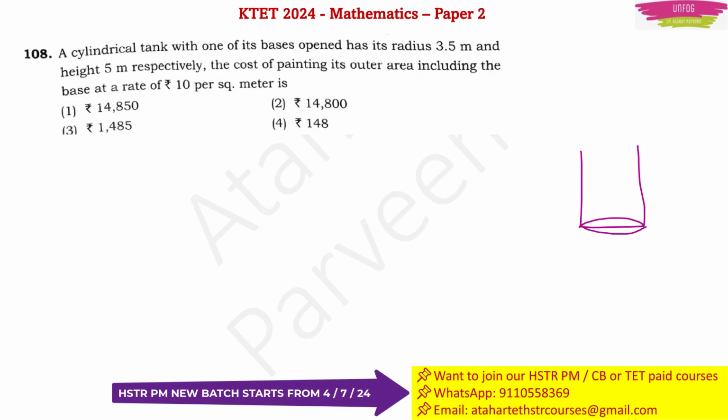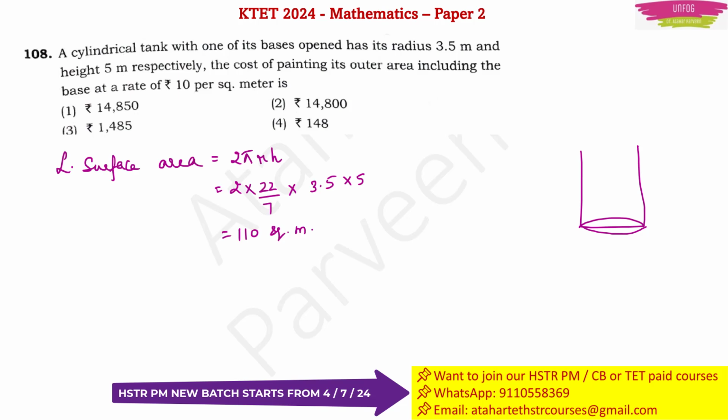Next question. So this question has a cylindrical tank. That's why I have drawn a cylindrical tank for you. And they are telling that a cylindrical tank with one of its bases open. Okay, that's why I have not drawn one base. Only one base I have drawn. And it has a radius 3.5 meters and height is 5 meters respectively. You should find the cost of painting its outer area including the base at the rate of rupees 10 per square meter. So first you should find out the lateral surface area using 2 pi RH.